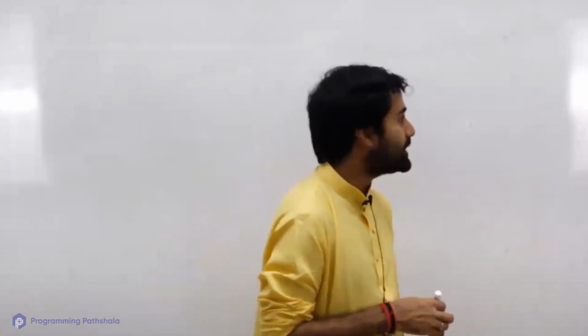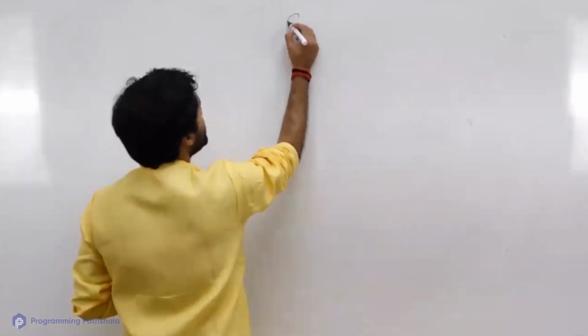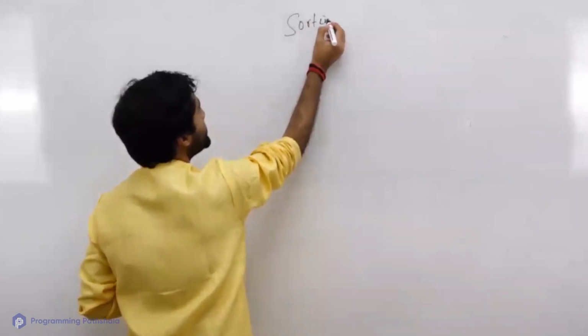Cool, so let me set context for today. We are going to learn about another most important thing which we have to do in computer science. It's an algorithm. It has got so many different techniques inside it. But in simple words, we call it sorting.